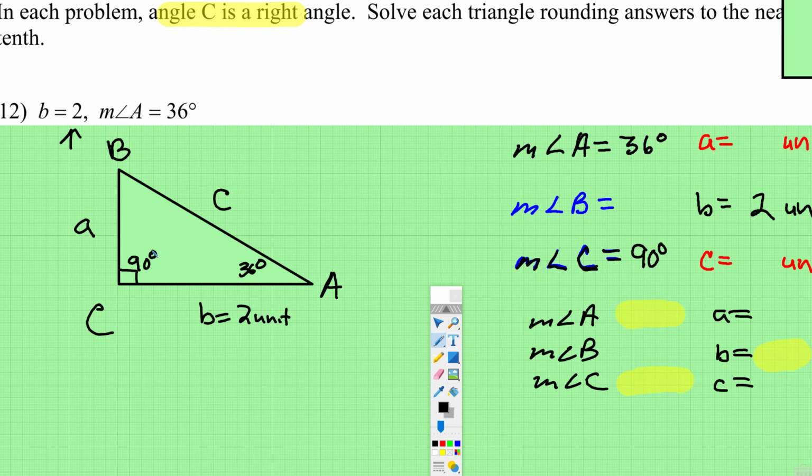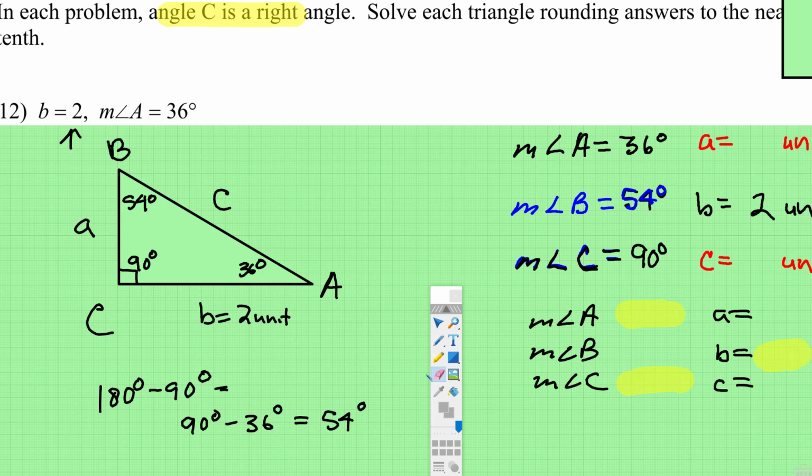And a right angle is 90 degrees. Well, if we know that this is 90 and this is 36, you can just use the triangle sum theorem. 180 subtract 90, which is 90 degrees, and 90 degrees subtract 36 degrees, I believe, is 54 degrees. So right there, you can put 54 degrees. I should have done that in blue. I apologize for that. So now we need to find the side lengths of side A and side C.